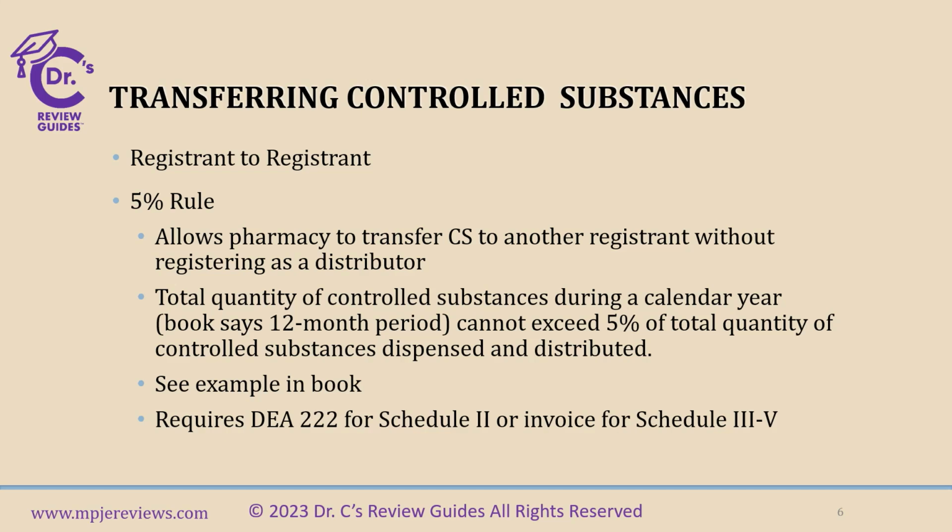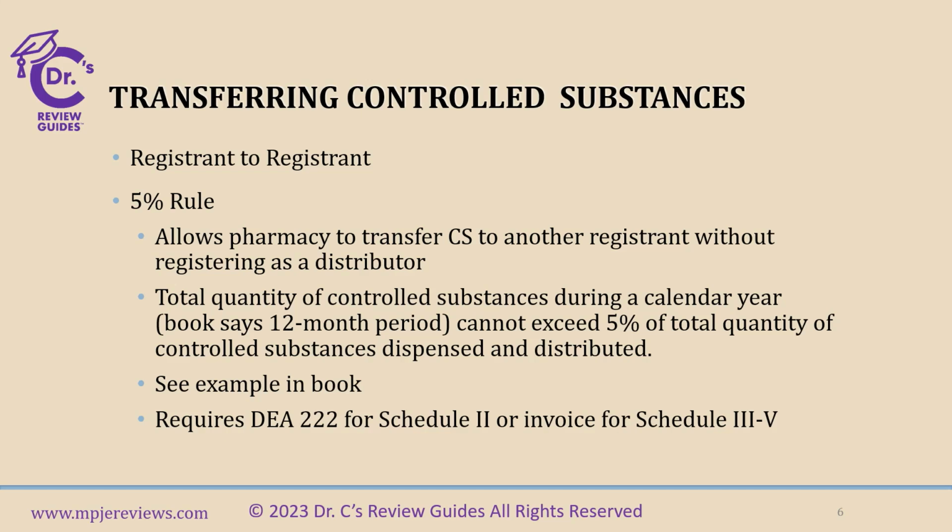So instead of requiring every pharmacy to also be registered as a distributor, because remember there's a separate type of registration for distributors, DEA came up with what's called the 5% rule. And it allows a pharmacy to transfer controlled substances from their pharmacy to another pharmacy or to a distributor or to a physician's office or some other DEA registrant, as long as it's not more than 5% of the business that they do with controlled substances.